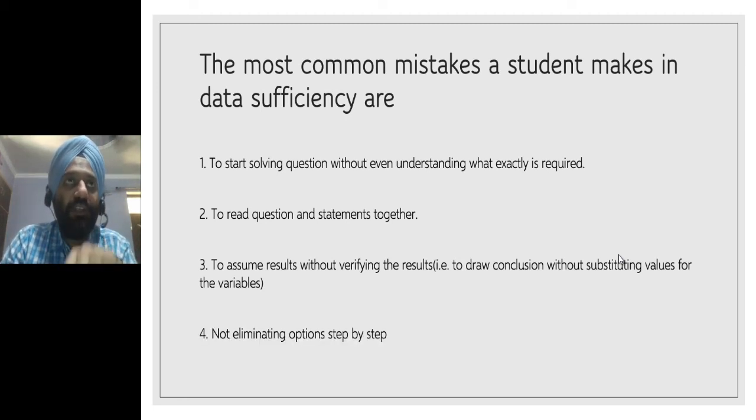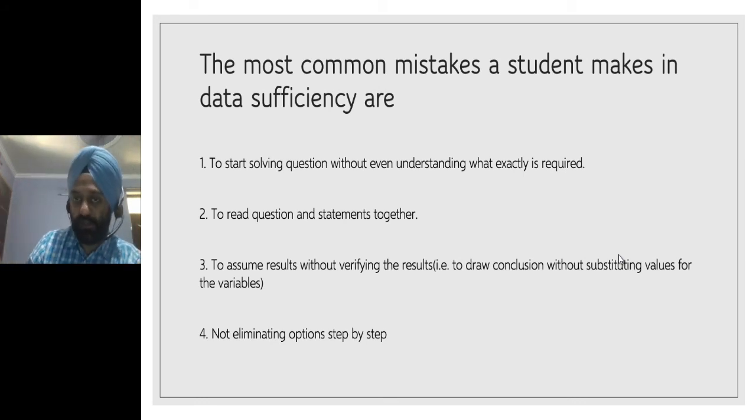Last but not the least, don't eliminate options step by step. I have seen so many students, when they were calculating, they know that the answer is C, but they mark E. Or sometimes they don't need to combine the statements, but still they combine them and mark wrong options. So whenever you are solving data sufficiency, always use the elimination process.